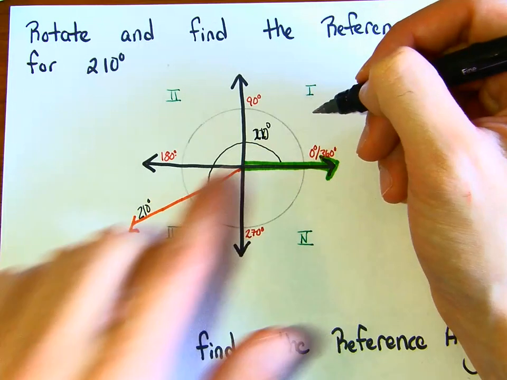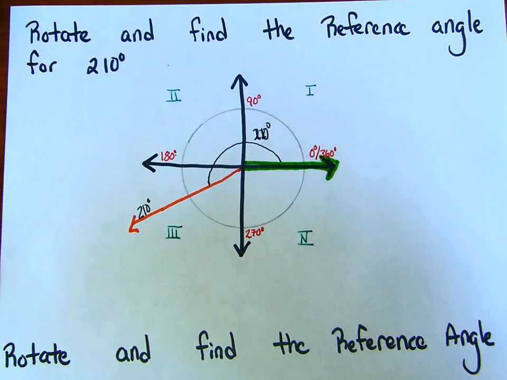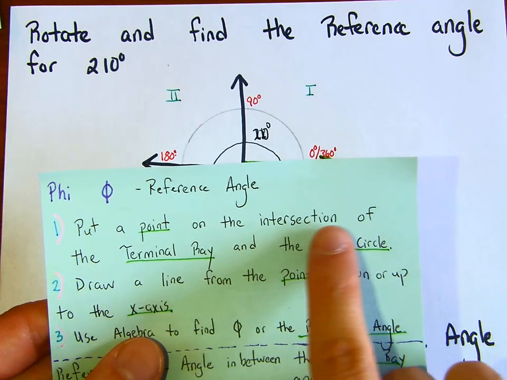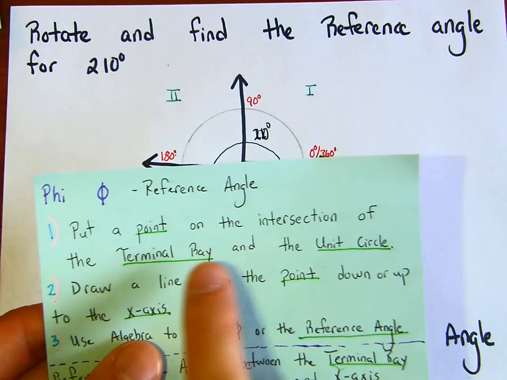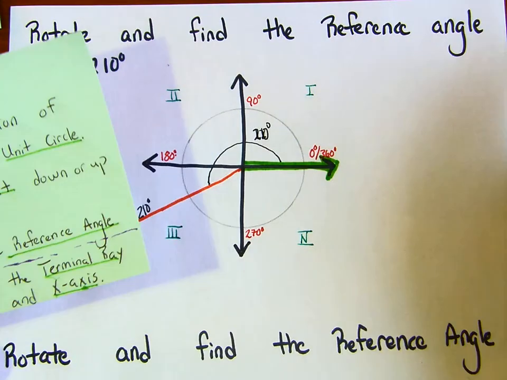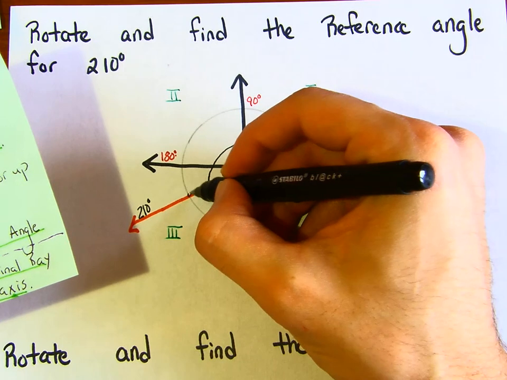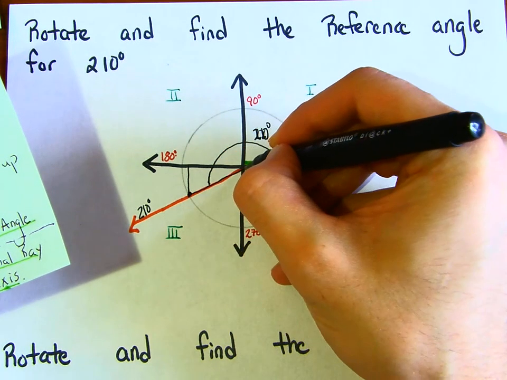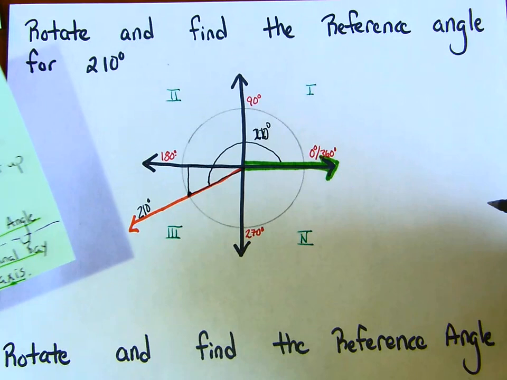Now, let's do the first move. What does the first move say? It says put a point on the intersection of the terminal ray and the unit circle. So here, let's put a point here. And now notice we make our triangle. We are making a triangle here, right?